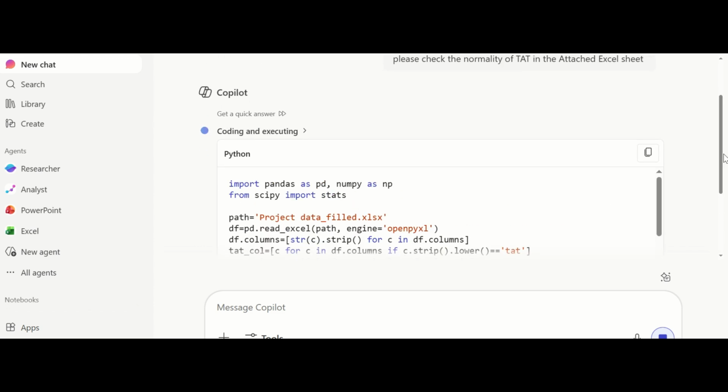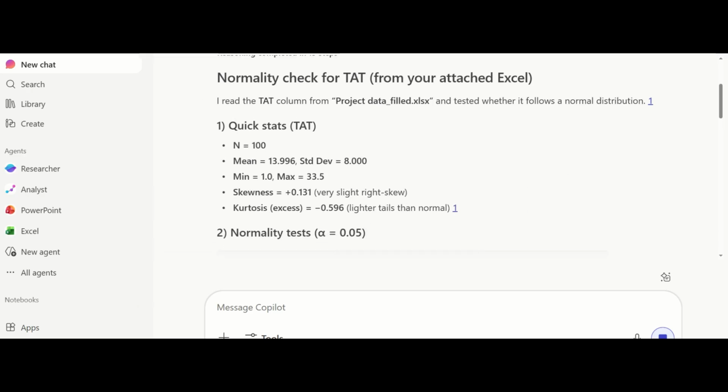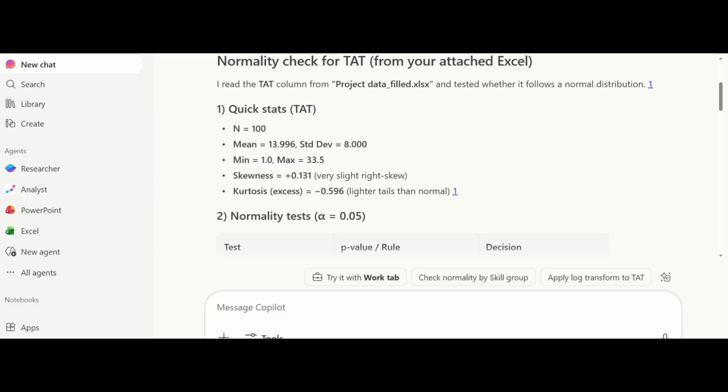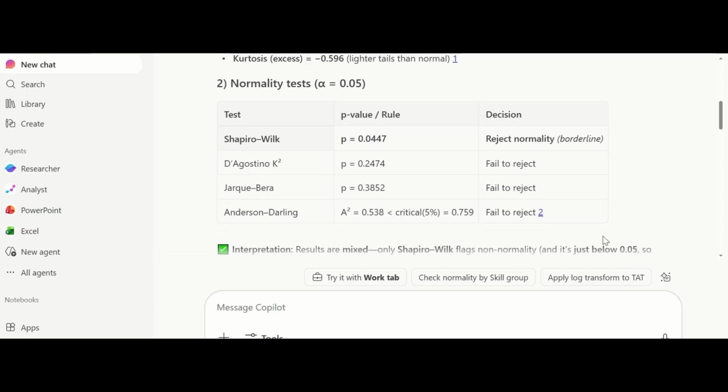It is taking a lot of time today. There are 100 data points, the mean is 13.996 and the standard deviation is 8. The minimum is 1 and the maximum is 33.5 as the number of days being taken. The normality test alpha is equal to 0.05 and the Anderson-Darling test suggests that it is normal data, where the p-value is greater than 0.05.